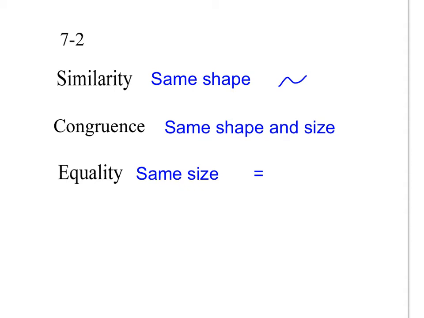The second word you need to know is congruence, which means same shape and same size. We've already talked about that word. And of course, you know the symbol for congruent is that right there. Notice it has both the same shape piece, the squiggle, and the equal sign, which means same size. And equality, of course, means things are equal. They are the same size or the same value.